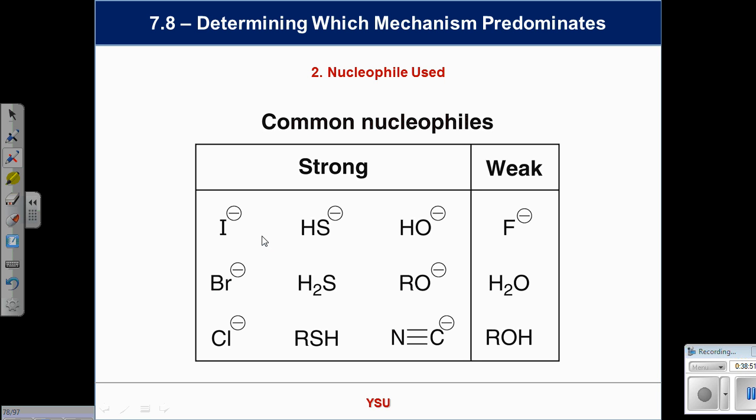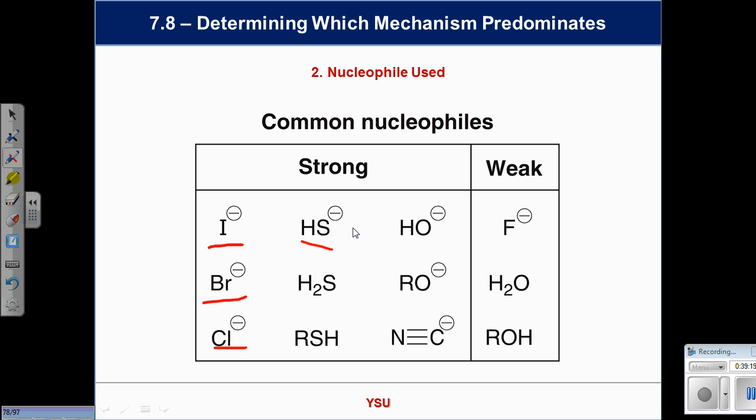Strong nucleophiles tend to be negative things. They tend to be things that can share charge with other things. So I minus. Yes, it's stabilized because it's big in an acid-base sense, but it's also very polarizable, in the sense that the electrons we're talking about are far away from the nucleus and they're not held very tightly. So it's actually quite easy for I minus to share its electrons with something else. Br minus likewise, Cl minus likewise, right? They're able to share their charge someplace else, which means it can be a nucleophile.